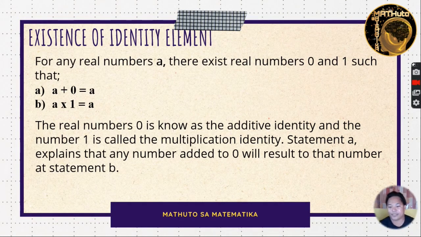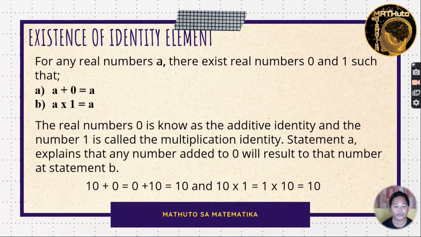The real number 0 is known as the additive identity, and the number 1 is called the multiplicative identity. Statement A explains that any number added to 0 will result in that number. In statement B, we multiply 1 to any number, and the result is the given number, po. So we have 10 plus 0 is equal to 0 plus 10, which is equal to 10. And 10 times 1 is equal to 1 times 10, which is equal to the product 10, po.